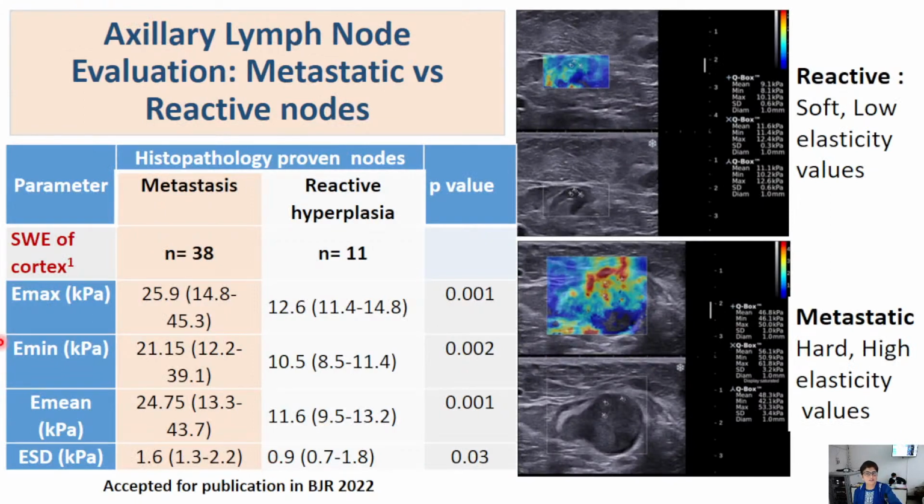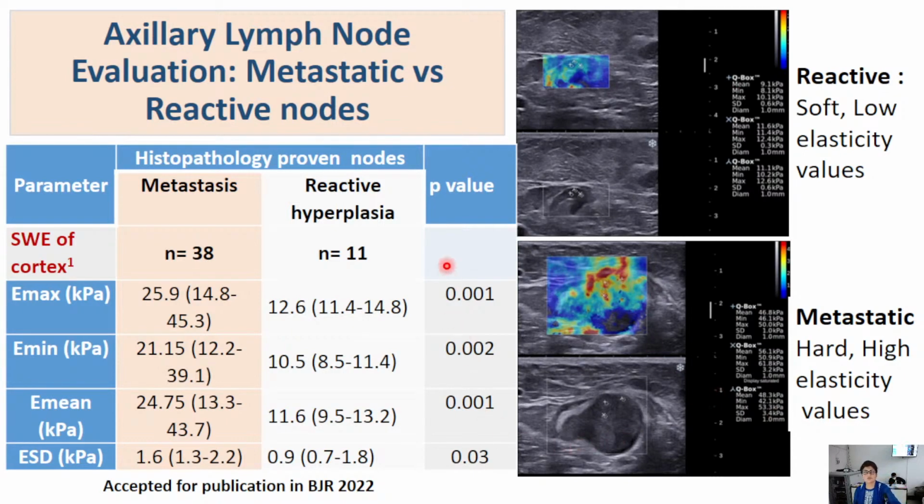The other use is the axillary lymph node evaluation, which is metastatic versus reactive nodes. So for example, in the upper image, we can see that this is a reactive node, which is predominantly soft and has low elasticity values. Whereas the metastatic node is typically heterogeneous, hard and has high elasticity values.